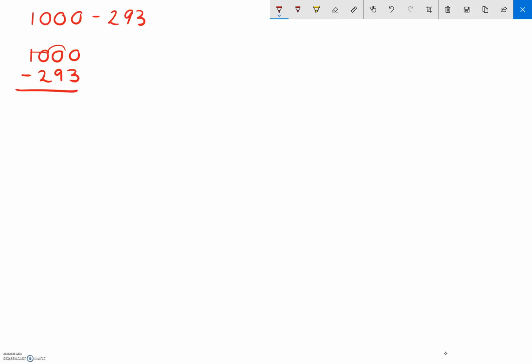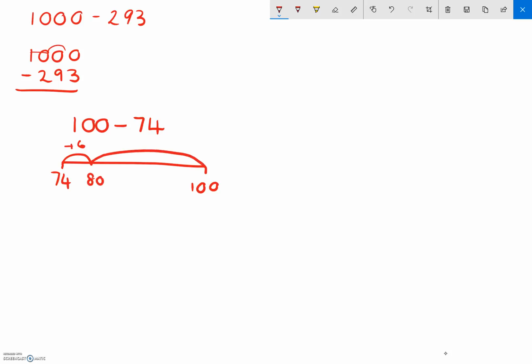So if we start with a simple one, say I'm doing 100 subtract 74. What I think about is, right, I'm getting from 74 all the way up to 100. Now I need to add 6 to make it to my next tens number, which is 80. And then I need to add 20 to get to 100. So 100 subtract 74 is 26. And that's, I think, an easier way to do it.